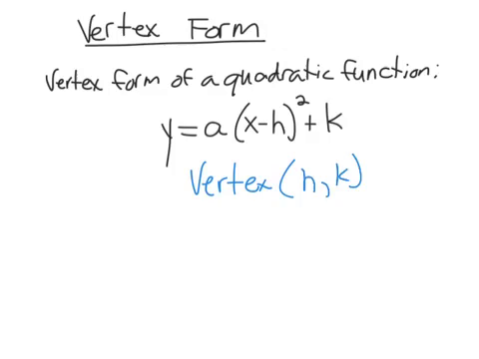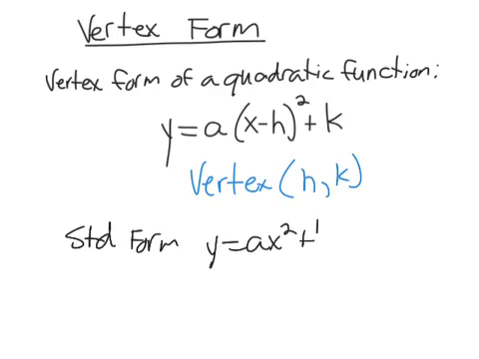Now, the rest of this lesson is going to be focused on how we do that. How do we go from standard form to vertex form? Remember, standard form is y is equal to a x squared plus bx plus c. So we're going to start here and end here. And to do that, we have to do something called completing the square.